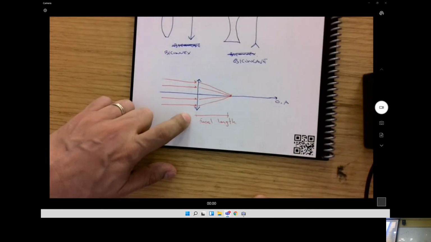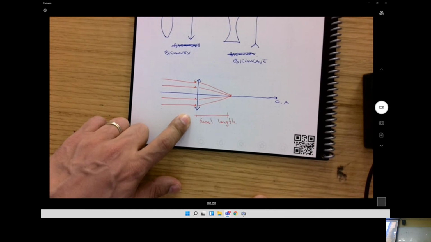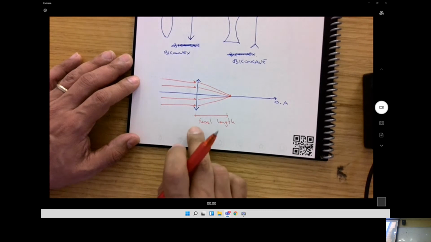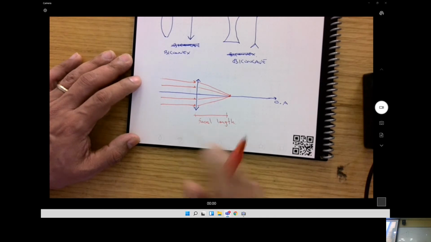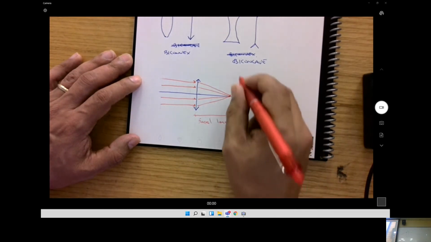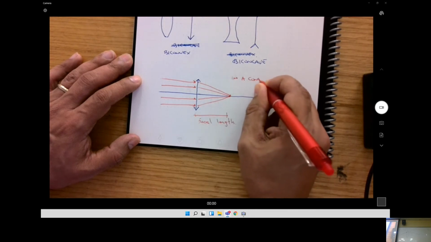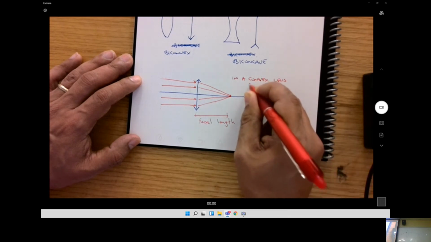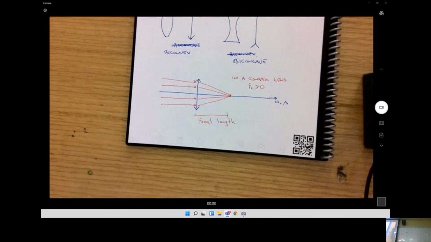Okay, so we call a biconvex lens a positive focal length lens because we assume that the focal length is always going to be positive. It's always going to be larger than 0. So in a convex lens, the focal length is always going to be larger than 0.